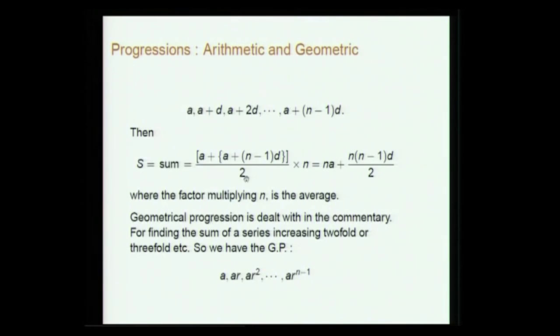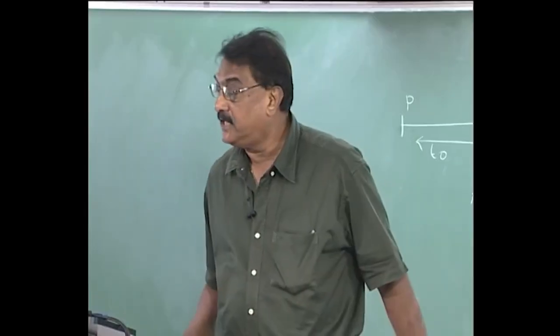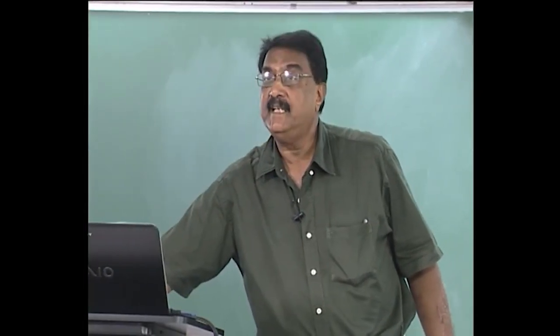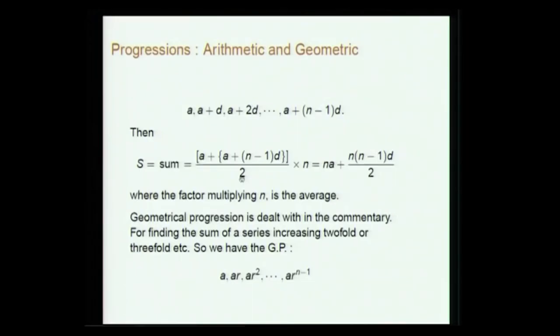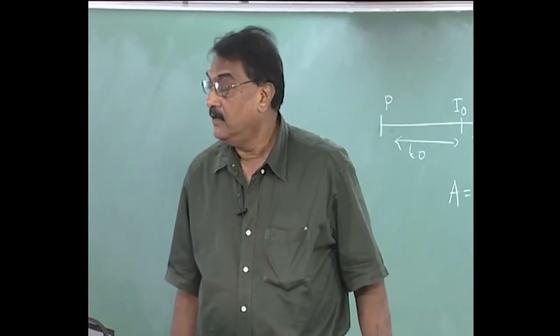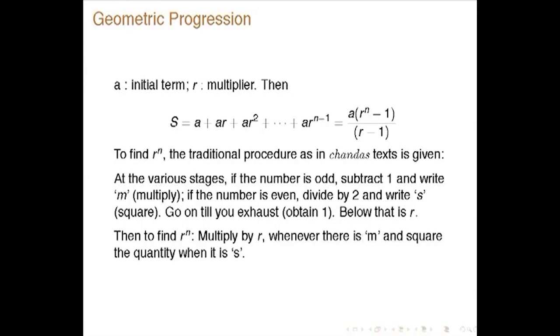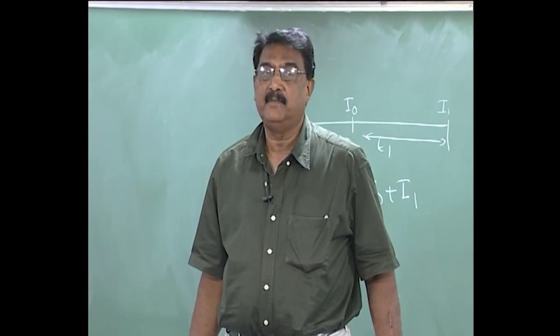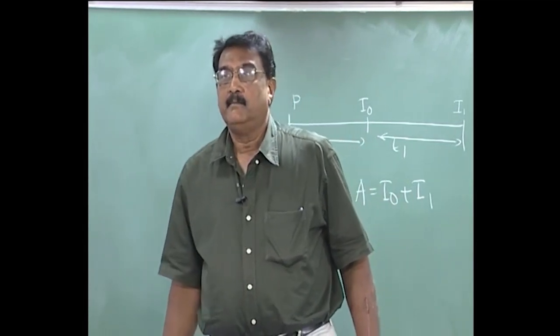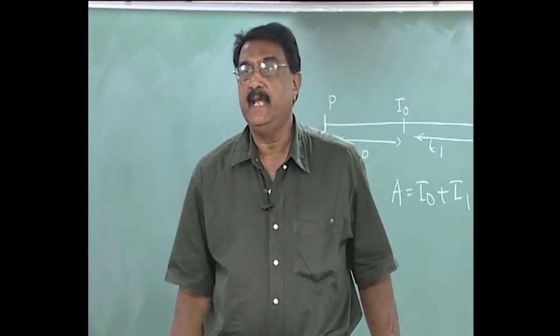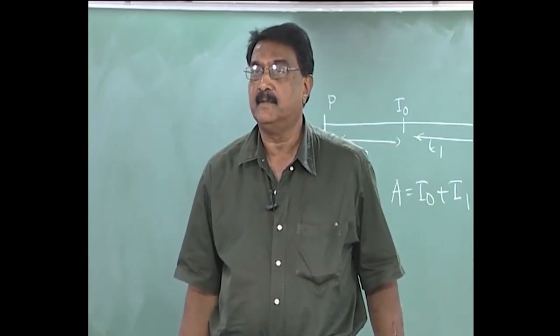Geometrical progression is dealt with in the commentary. Brahmasphutasiddhanta itself does not discuss it in the 12th chapter. For finding the sum of a series increasing twofold or threefold, etcetera, you have the geometrical progression, where suppose the factor is r. Then the first term is a, then a r, a r squared, etcetera, a r to the power of n minus 1, if the number of terms is n. The sum is a plus ar plus ar squared, etcetera, plus ar to the power of n minus 1. So it is a into r to the power of n minus 1 by r minus 1.